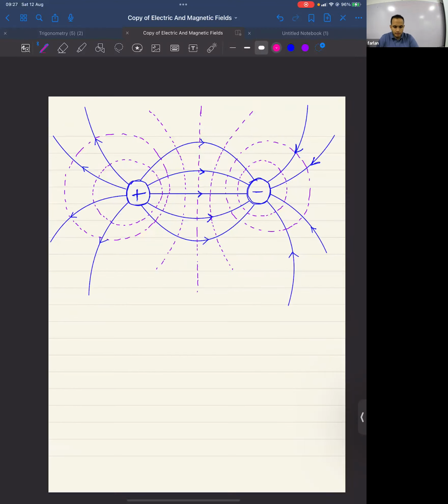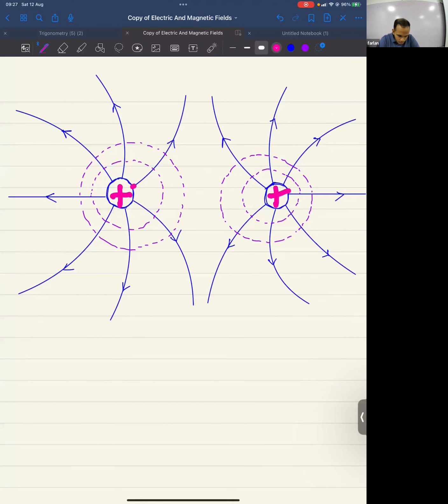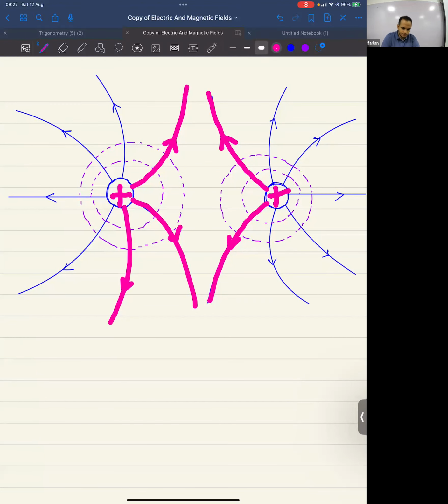Okay, right. So if both charges are positive, it will be away from both the charges. The field lines will be away from both. Okay, look like this. Tell me about this point. Will there be a field line at this point? Will there be a field line at that point?